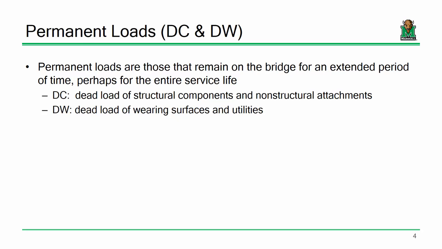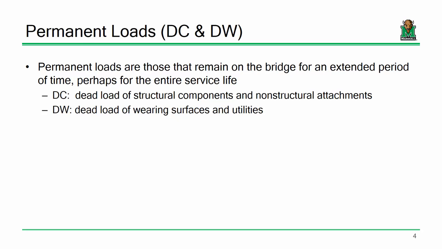So what's the difference? DC stands for the dead load of all the structural components and the non-structural attachments. In other words, the weight of the bridge, the self-weight of the structure. DW is the dead load of the future wearing surfaces and utilities. So DW might be things like your asphalt overlay and your utility attachments and things like that.